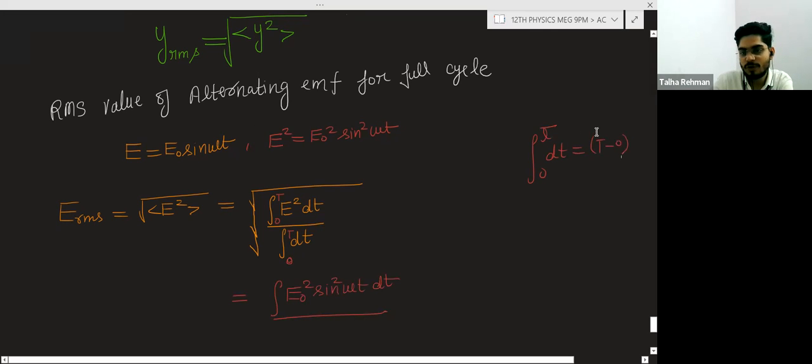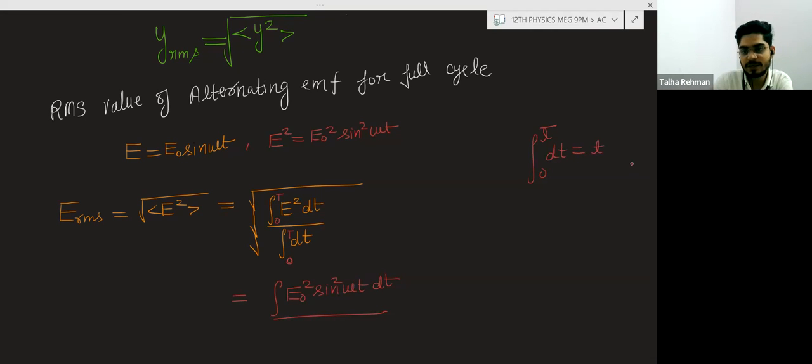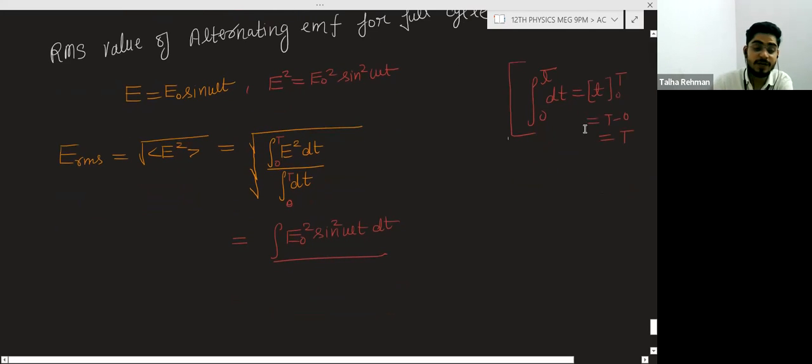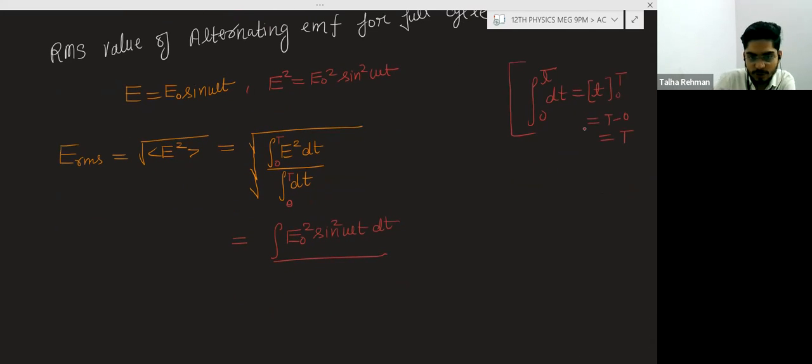Got it now? Integration of dt is t. When you put the limit, you will get capital T. T minus 0, you will get T. So here is your dt, so here you will write t, and you will take the half power of this.